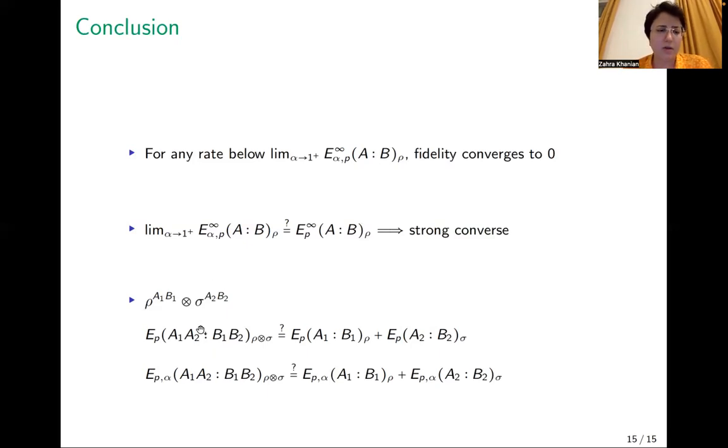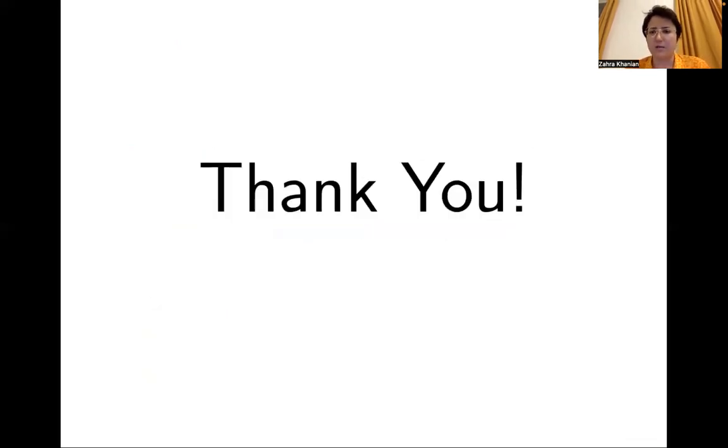The other important question, which is going to help with many tasks in information theory, is showing the additivity property. It's not known so far whether the entanglement of purification is additive on tensor product states. If we can show that this is additive for the Rényi entanglement of purification, then it's going to imply that this quantity here is continuous, and then we can show that the strong converse property holds. So this was my talk, and thanks for your attention.